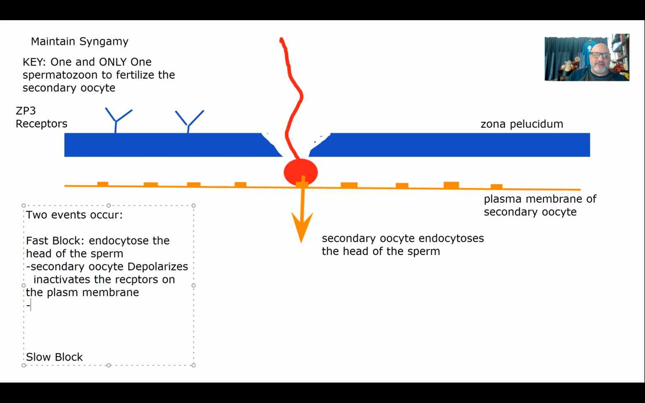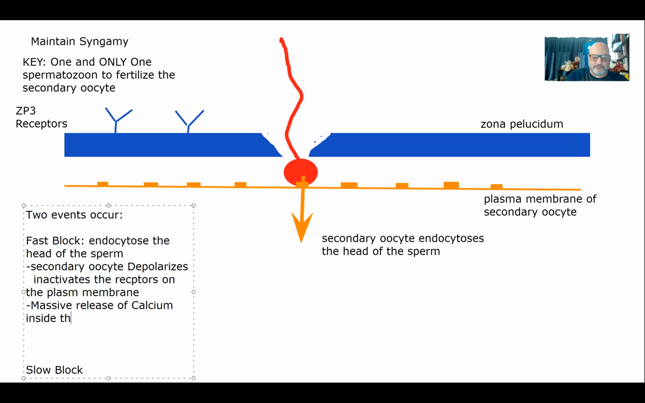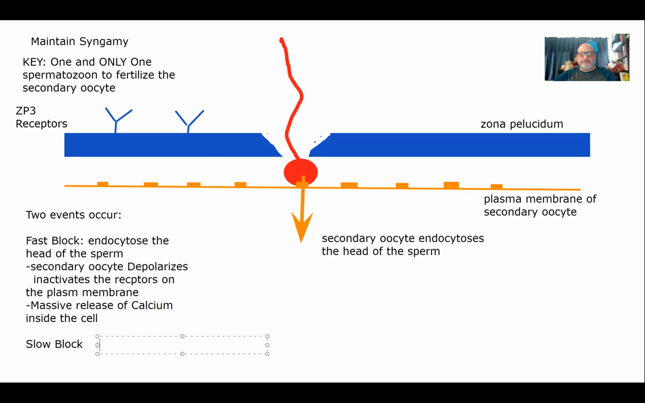The third thing that happens is that depolarization leads to the massive release of calcium inside the cell. And as we know, calcium makes cells do wonky things. And in this case, the wonky thing it is going to do is that slow block. One of the wonky things that it's going to cause the cell to do is release a chemical that inactivates the ZP3 receptors.